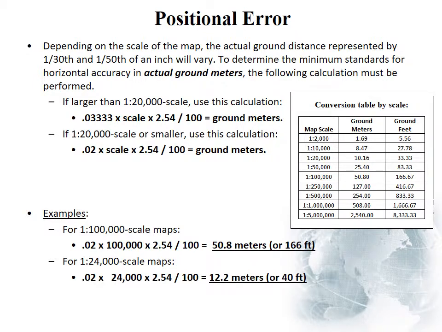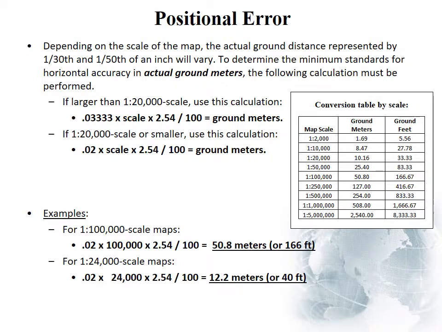So when you receive a data set, if all they tell you is it's generated at a scale of 1 to 100,000, and you have no other indication about error within that particular data set, the one thing that you should be able to presume about that data set is that all locations should be within 50 meters of where they are in the real world, or 166 feet.